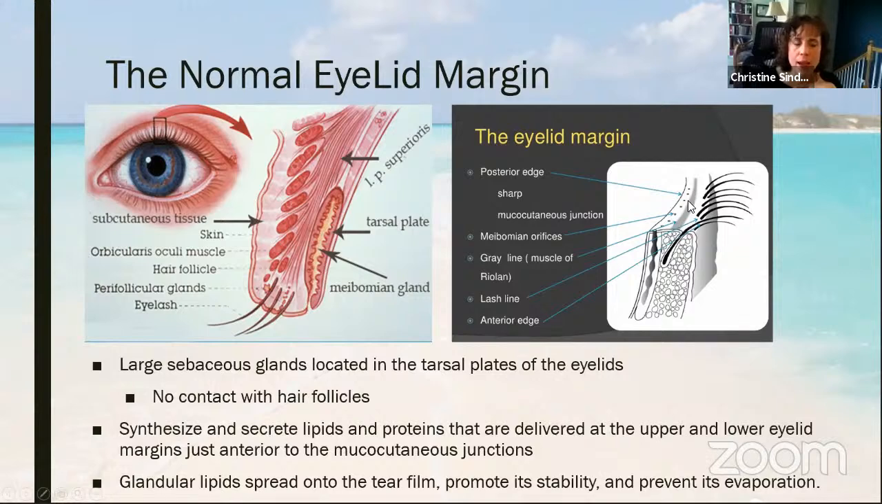This gray line is the anatomical divide between the anterior and the posterior lid margin. Then we have the Meibomian gland orifices, and then we have this sharp mucocutaneous junction. So everything anterior to the mucocutaneous junction is skin. Everything posterior to that is a mucous membrane.